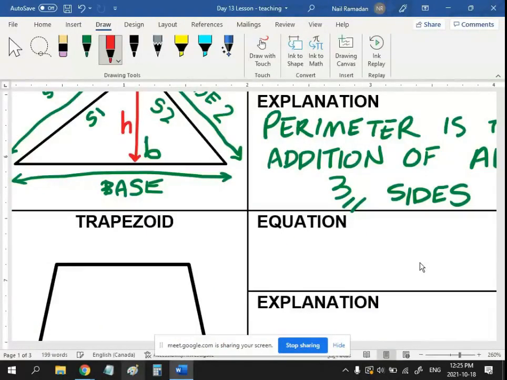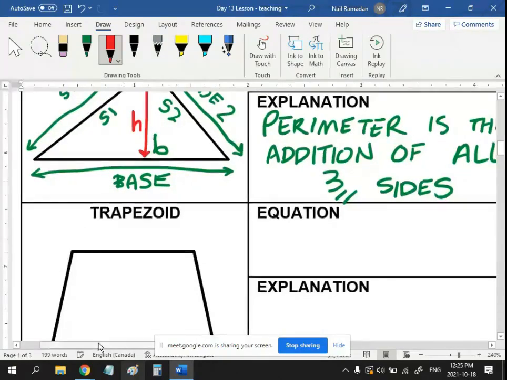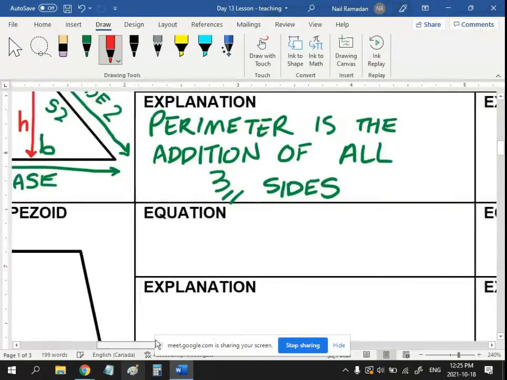Thank you. So what's the area of a triangle? The area of a triangle is this, everyone. It's base times height divided by 2. So I'm just going to tell you.